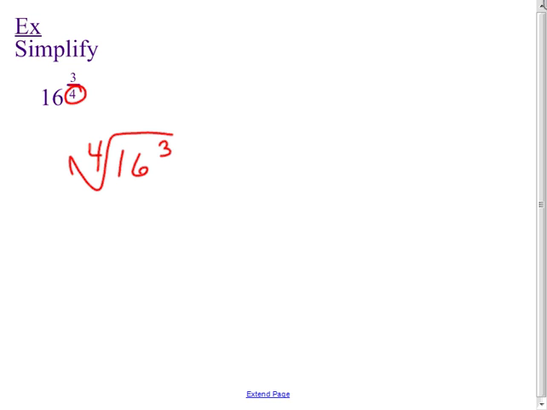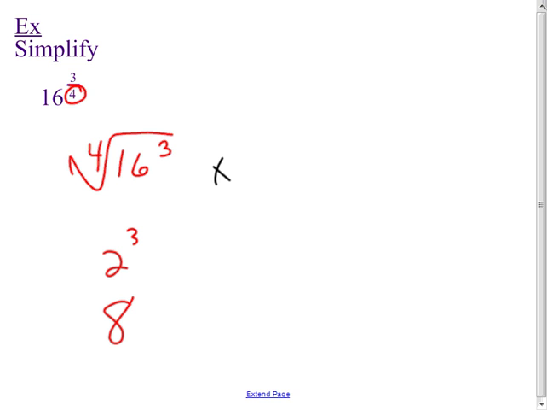So instead, if you do your root first, you're going to break down your number easier. So ignore the 3 for just the time being. Ignore that 3. What's the 4th root of 16? What number times itself 4 times gives you 16? 2. And now, bring that exponent in there, and it's 2 to the 3rd. And there's your answer of 8.